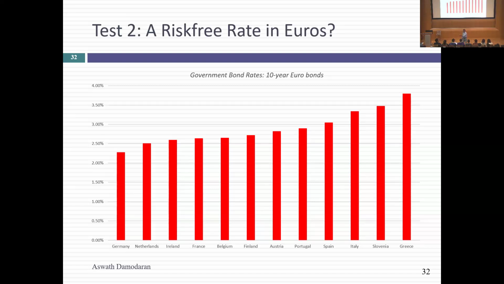So let me ask you the question again. You're doing a Spanish company in euros. Which of these rates will you use as your risk-free rate? The German rate, but be very specific about why. It's not because it's German, but because it's the lowest.